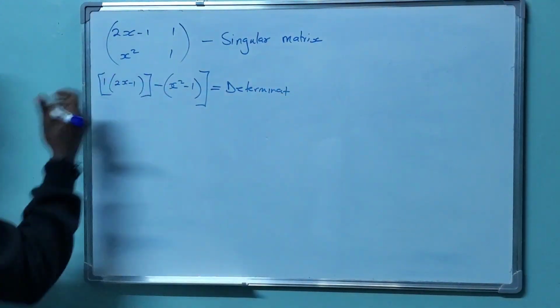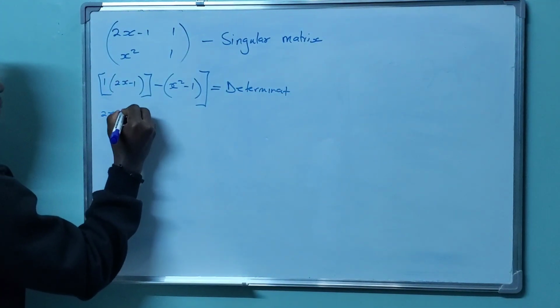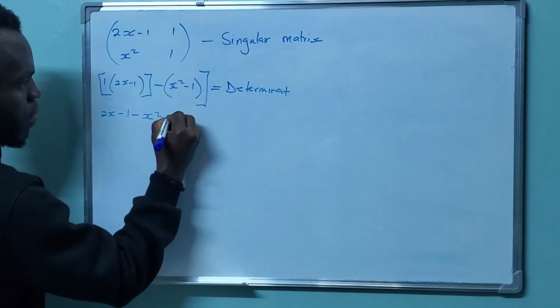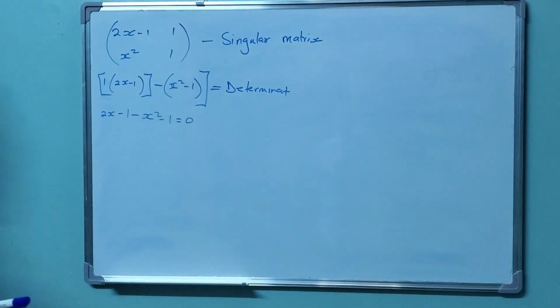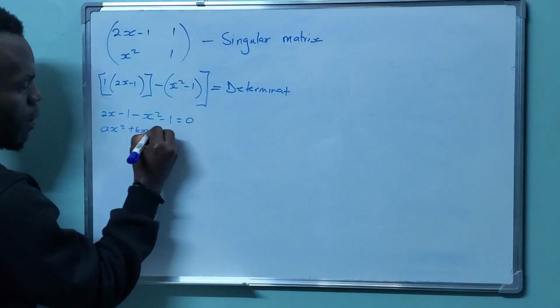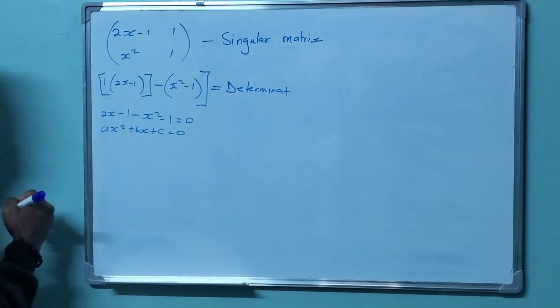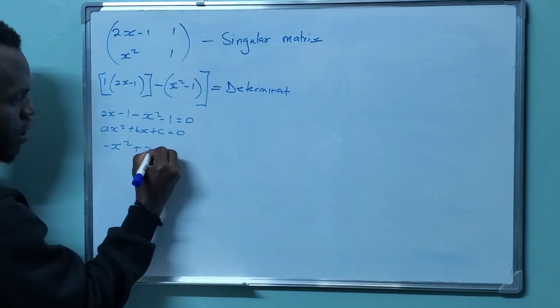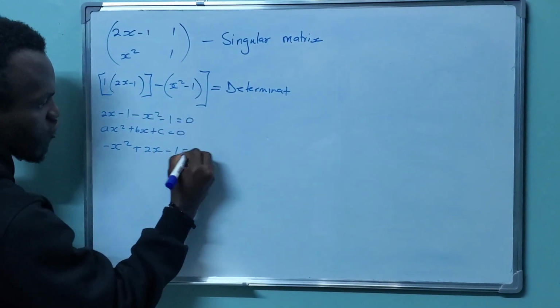So let us multiply that. I'm going to have there 2x minus 1 minus x squared minus 1 equals 0. Remember we said that the determinant of a singular matrix is 0. That one is a quadratic equation. Let us arrange it in the form ax squared plus bx plus c equals 0. So I'm going to begin with negative x squared, then plus 2x minus 1 equals 0.